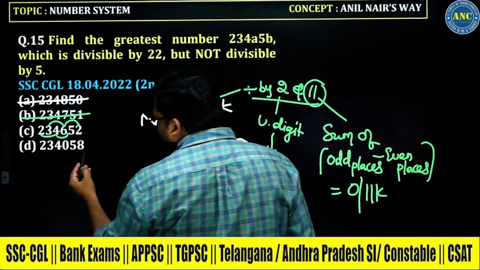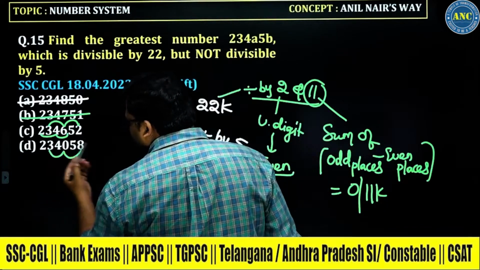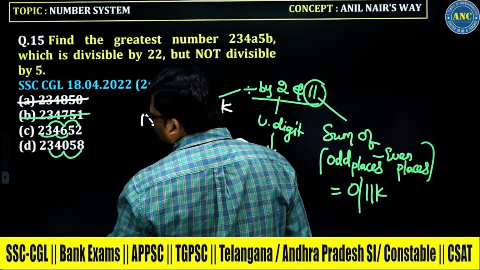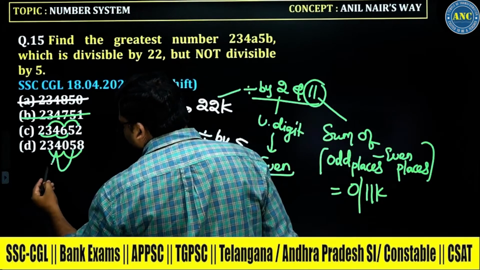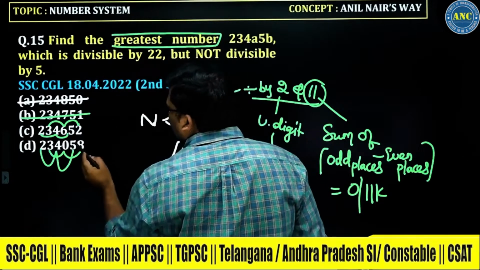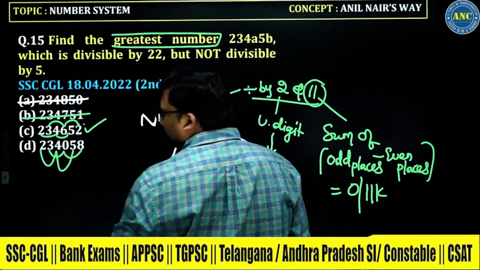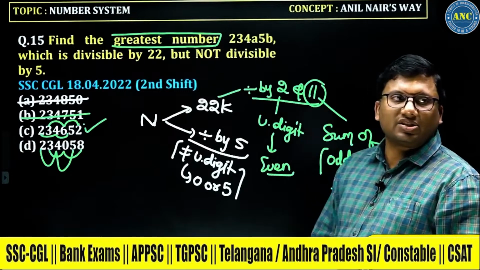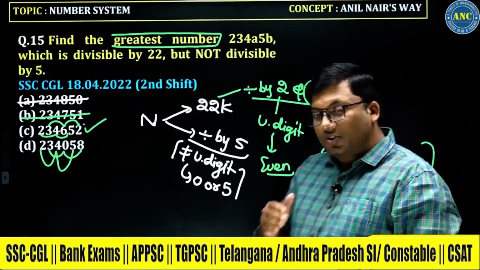Fourth one, 8 plus 0 plus 3, it is 11. 5 plus 4 plus 2, it is 11. The question is the greatest number. What is the greatest among these? Very good question.